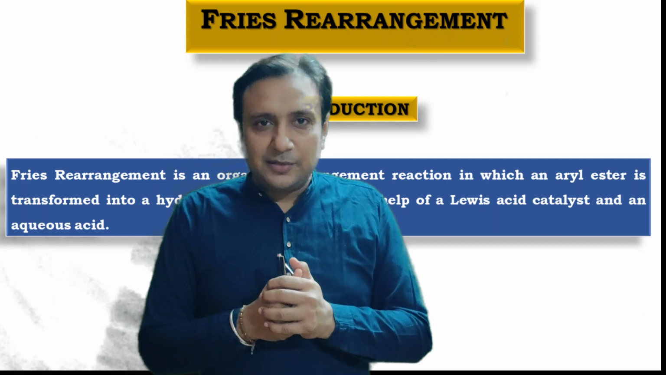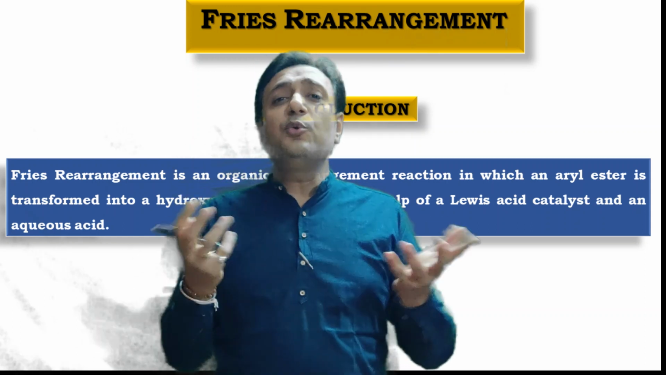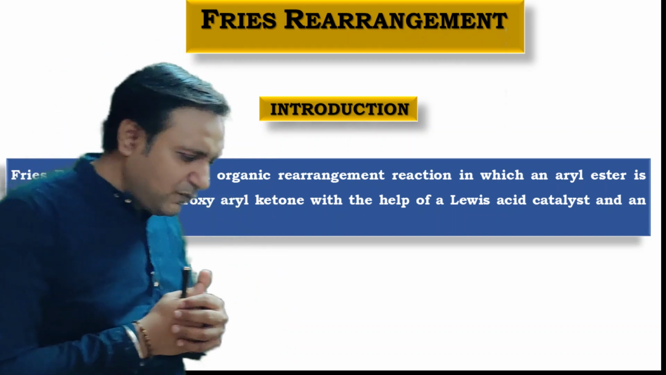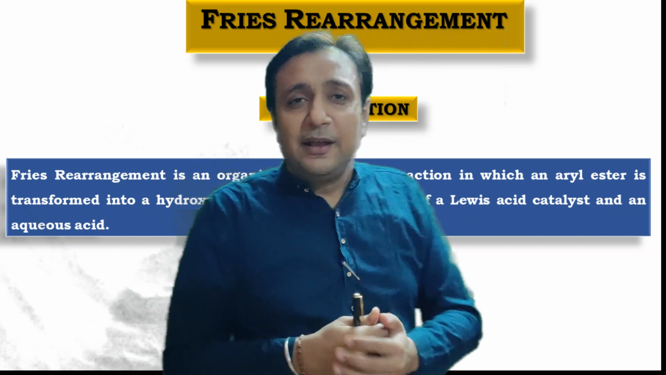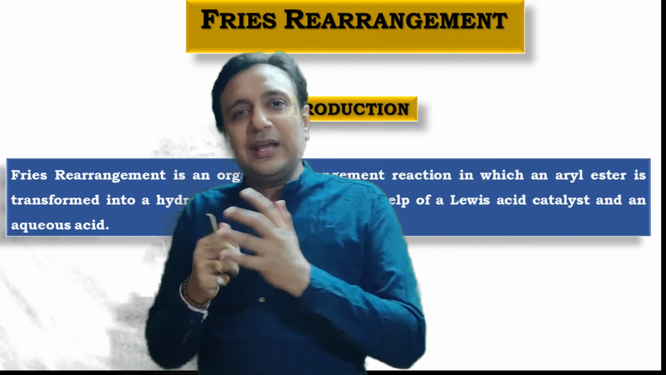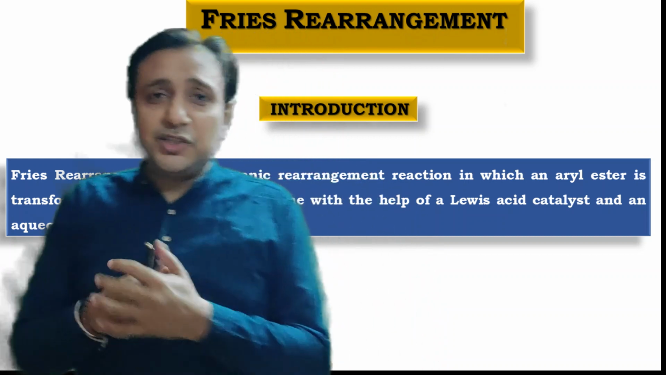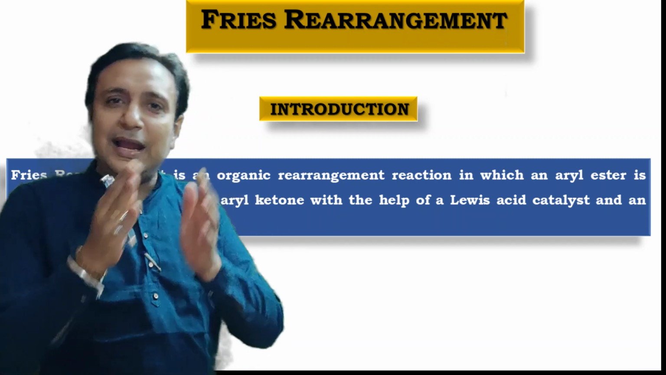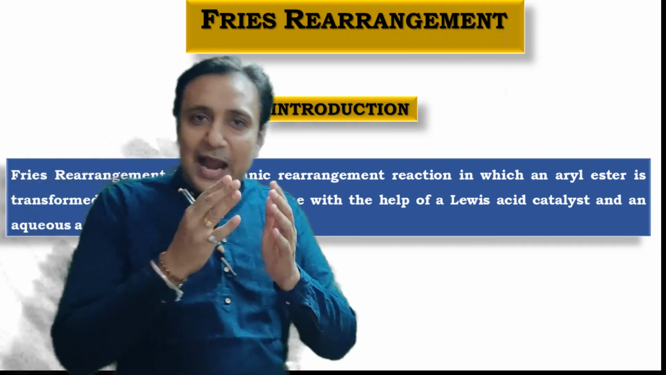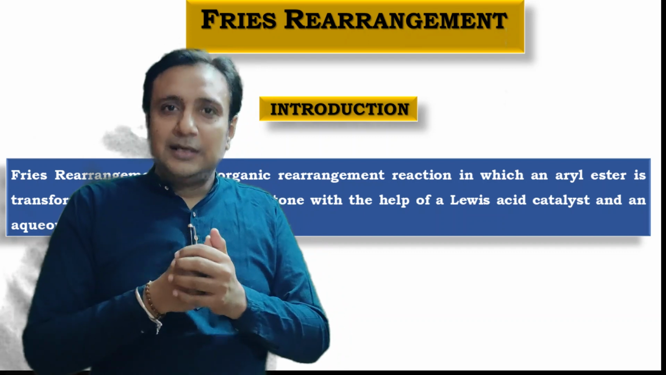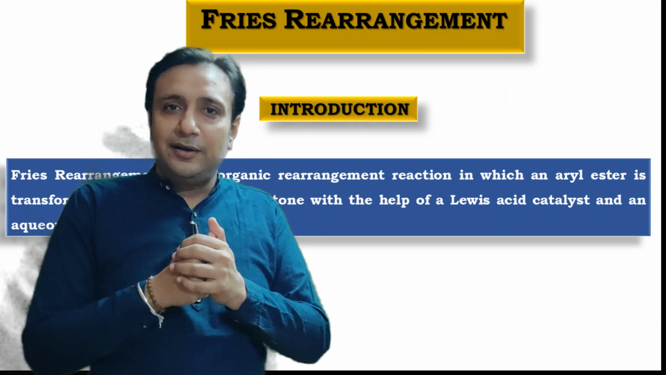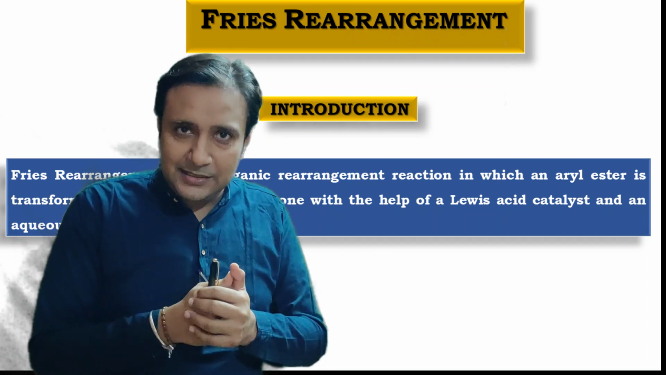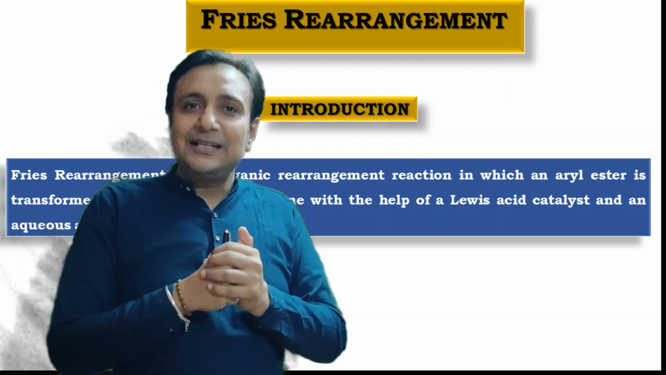Now in this lecture, we are going to study a new rearrangement, that is Fries rearrangement. First question is, what is the Fries rearrangement? Fries rearrangement is an organic rearrangement in which aryl ester is transformed into a mixture of ortho and para isomers of hydroxyaryl ketone. These reactions generally occur with a Lewis acid catalyst. Generally AlCl3 is used as a catalyst in acidic medium.